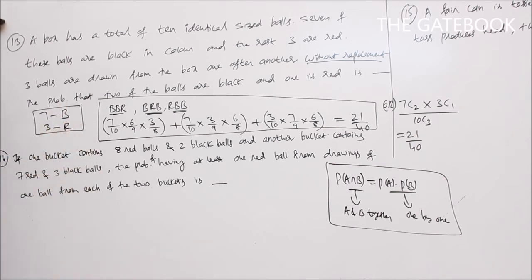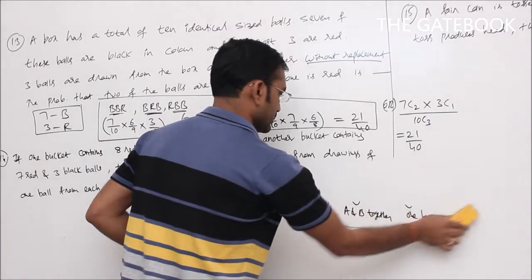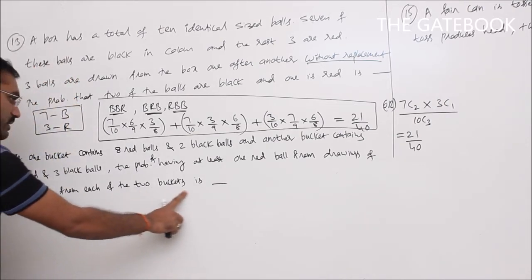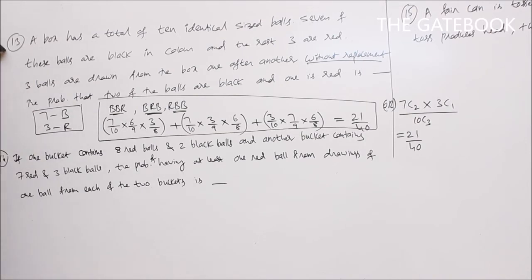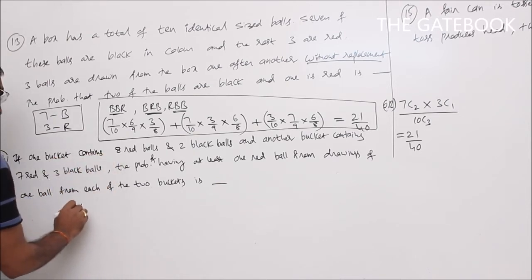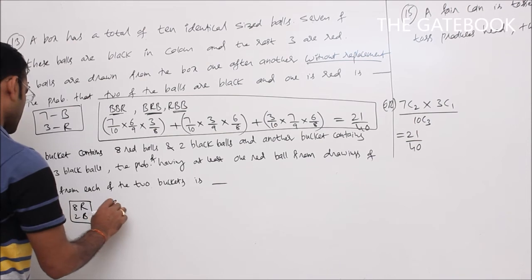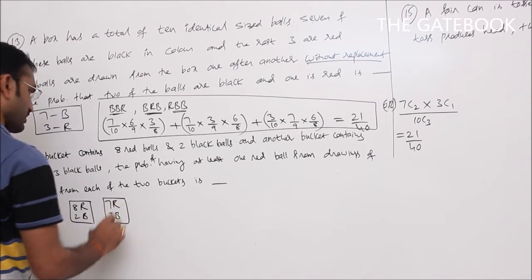Next we will go for the 14th question. If one bucket contains 8 red balls and 2 black balls, another bucket contains 7 red and 3 black balls, find the probability of having at least one red ball from drawings of one ball from each of the two buckets. Here one bucket contains 8 red and 2 black. Another bucket contains 7 red and 3 black. We require at least one red.